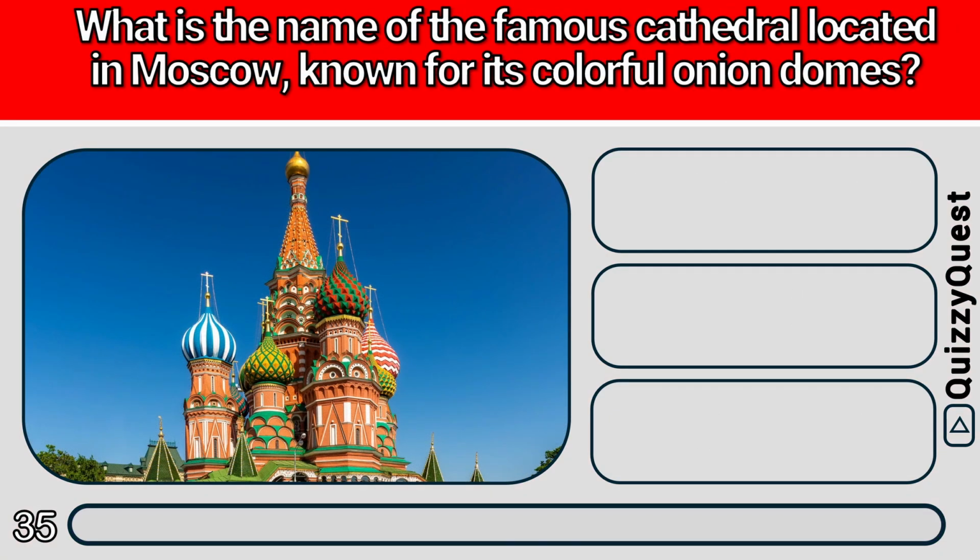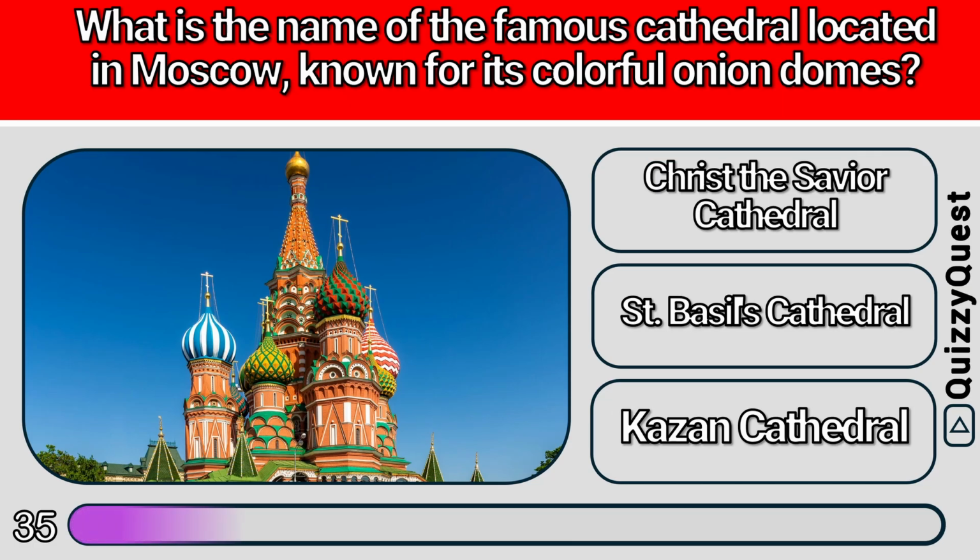What is the name of the famous cathedral located in Moscow, known for its colorful onion domes? Is it A, Christ the Savior Cathedral, B, St. Basil's Cathedral, or C, Kazan Cathedral? It is B, St. Basil's Cathedral.